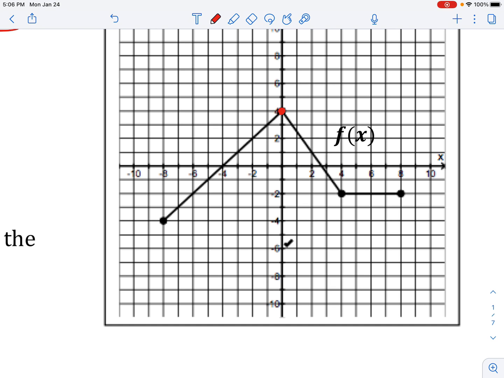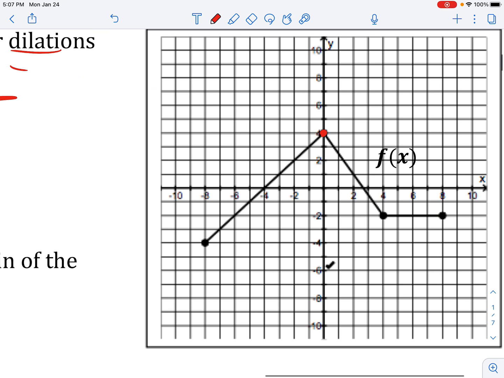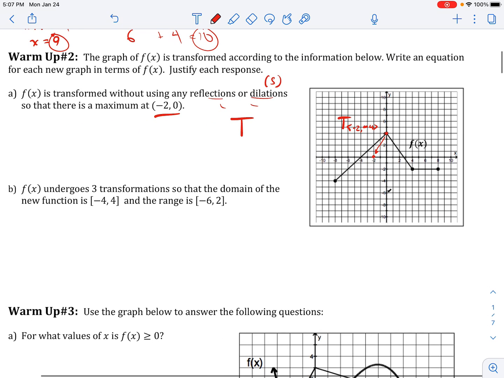Since we're not reflecting or anything crazy, we're just able to translate that. This point still has to correspond to the maximum. The new maximum is supposed to be at (-2, 0), which is right here. So it looks like this thing has to take a translation that goes that way. That will be a translation of -2, because it's going 2 to the left, and it's going 4 down, so this is -4. So again, we're taking a translation of (-2, -4).